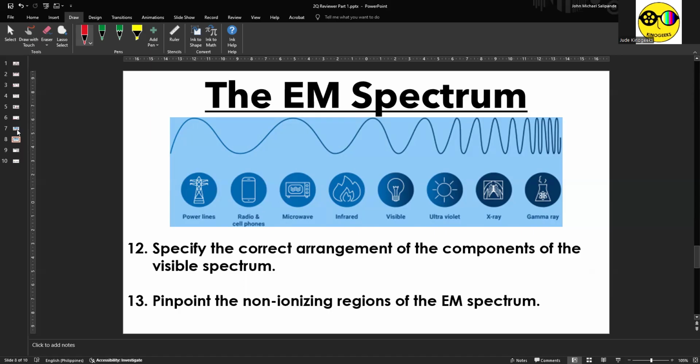But anyway, the components of the visible spectrum, the ROY wave, are found at the visible spectrum, which is just situated between infrared and ultraviolet. So remember, red is found after infrared and violet is found before ultraviolet.